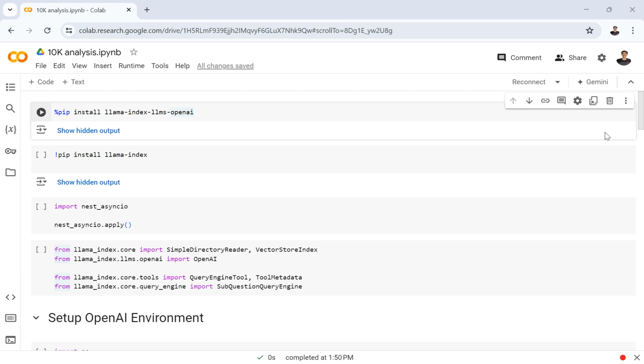The basic idea behind 10K analysis is to randomly sample a subset of documents from a larger corpus and perform an initial exploratory analysis on the representative sample. Let's go to the code walkthrough.